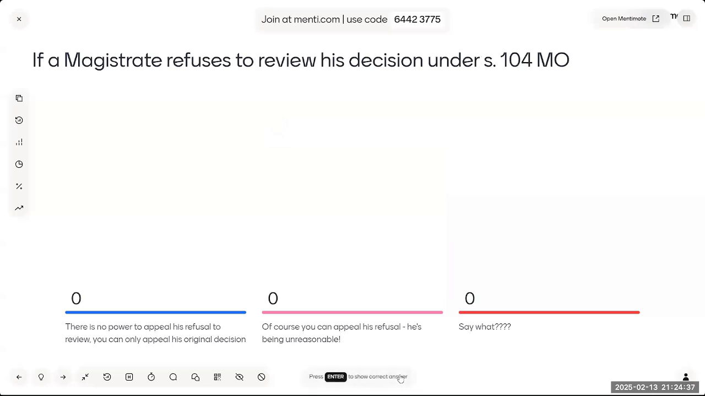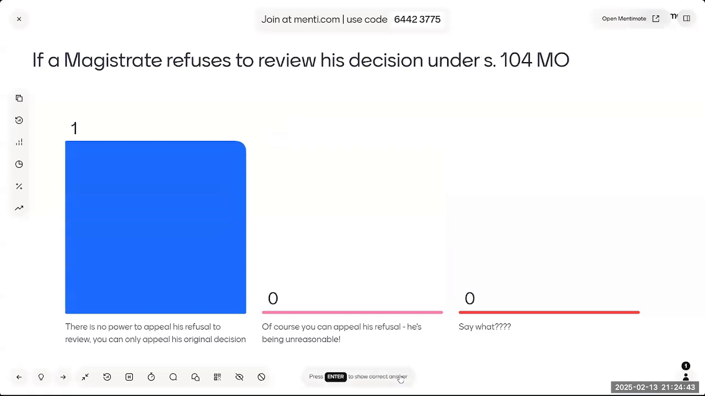If a magistrate refuses to review his decision under Section 104 MO, no power to appeal his refusal to review. You can only appeal his original decision. Of course, you can appeal his refusal. He's being unreasonable. Say what? Answer is, of course, A.